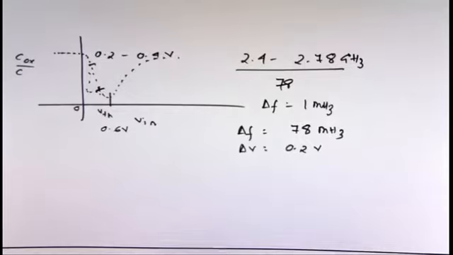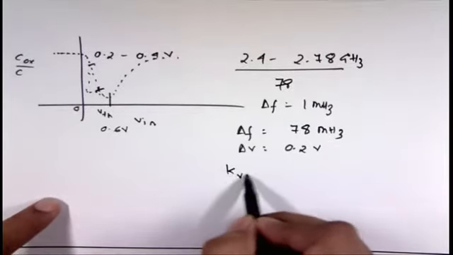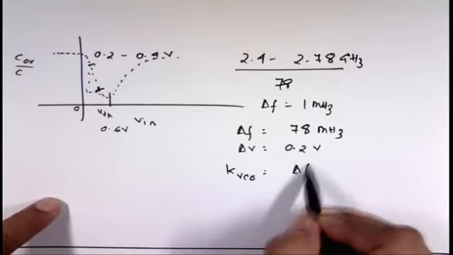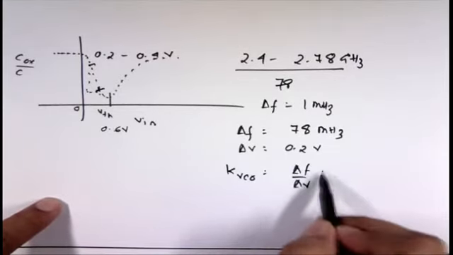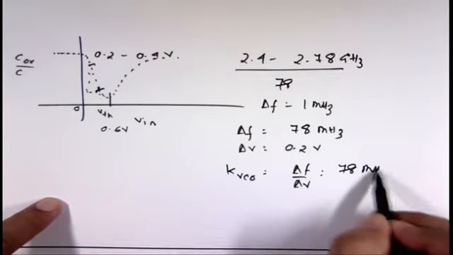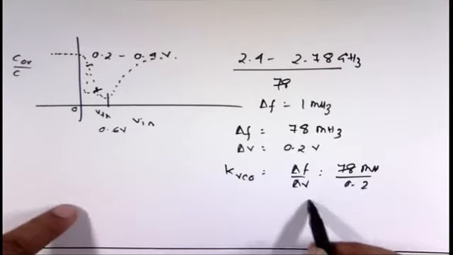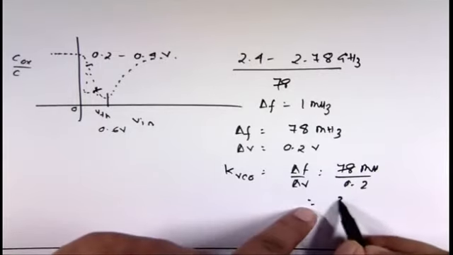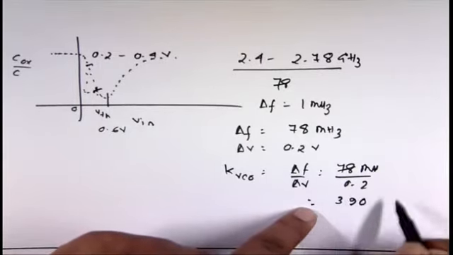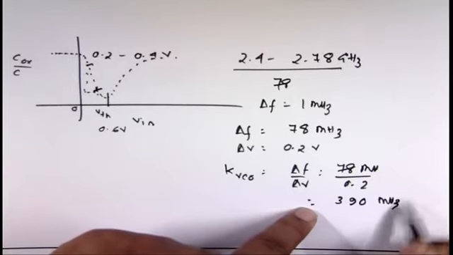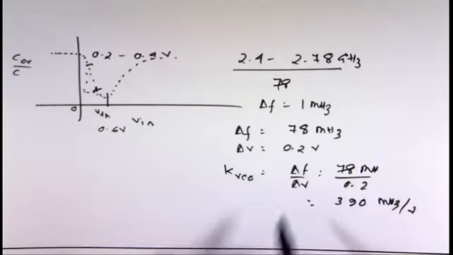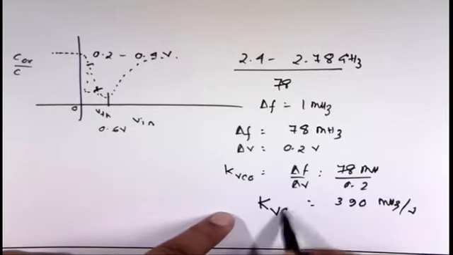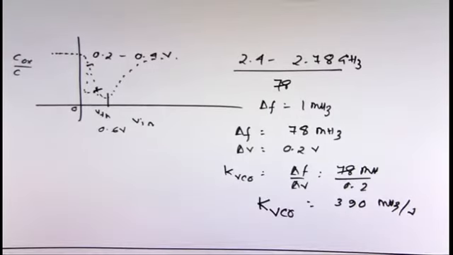So then what is KVCO? That is the frequency tuning range: KVCO equals delta F by delta V, which is 78 megahertz divided by 0.2, and that comes to 390 megahertz per volt. So this is known as the gain of the VCO, and that is very, very huge.